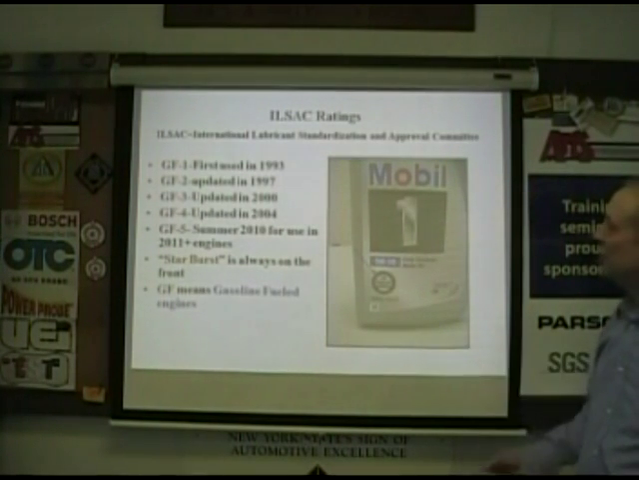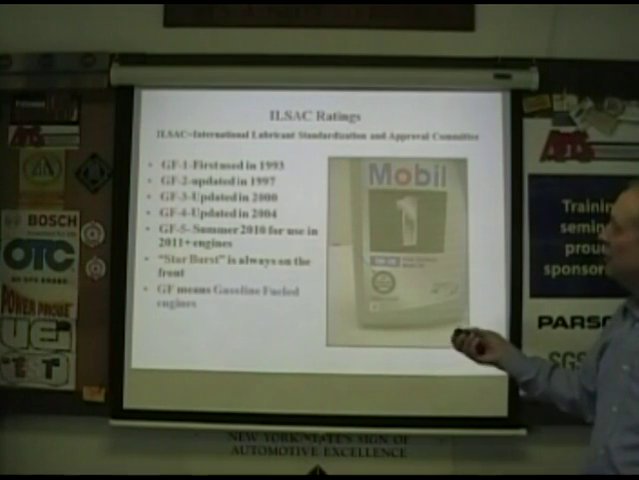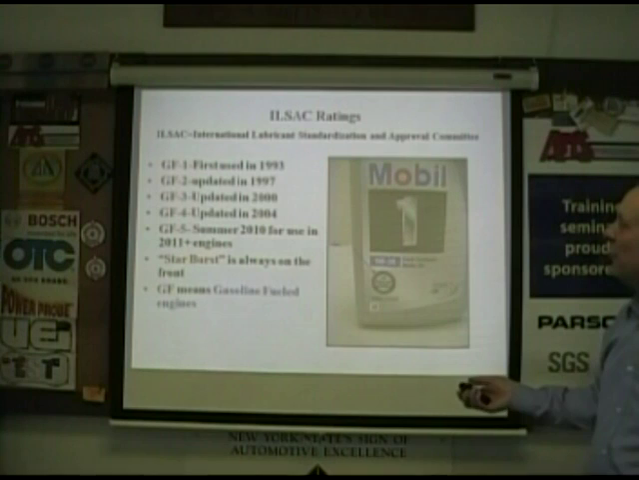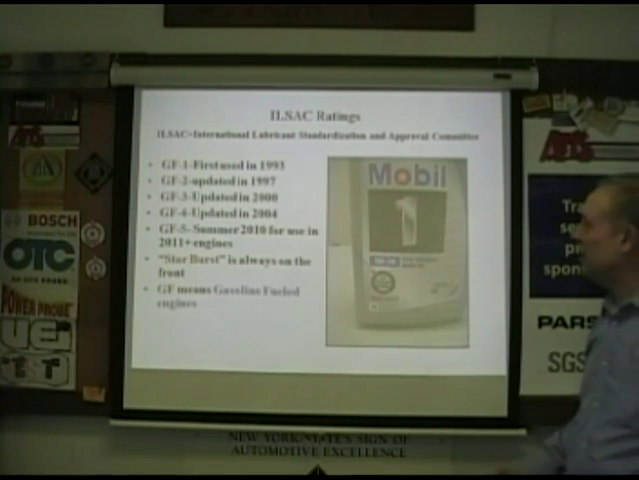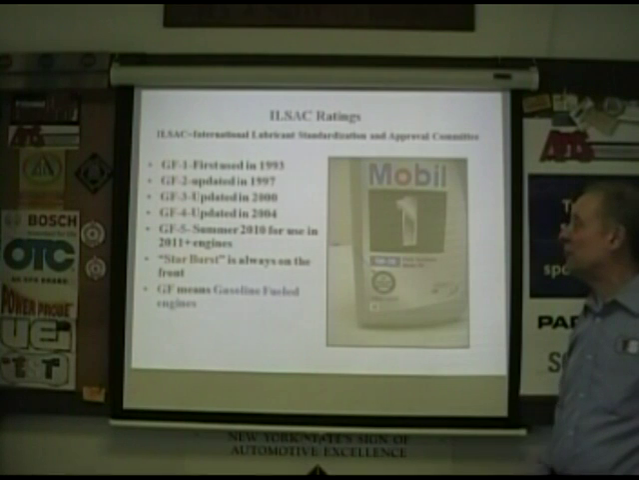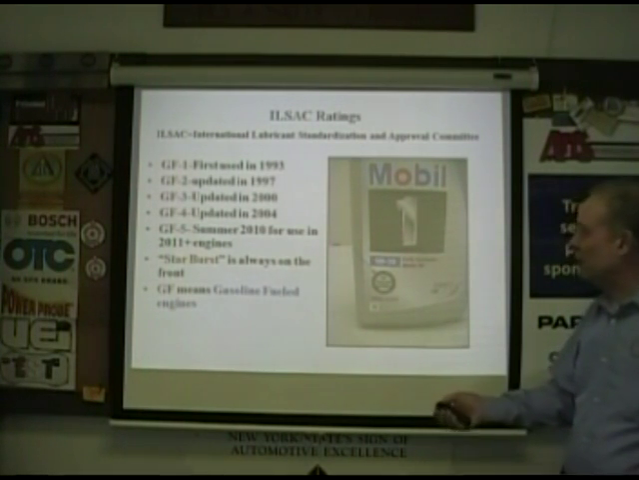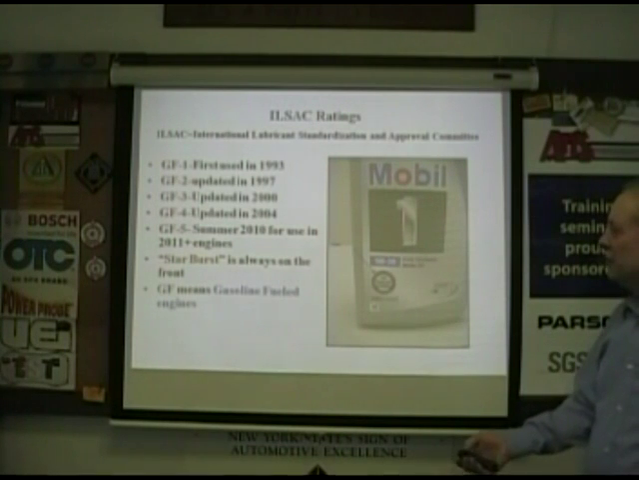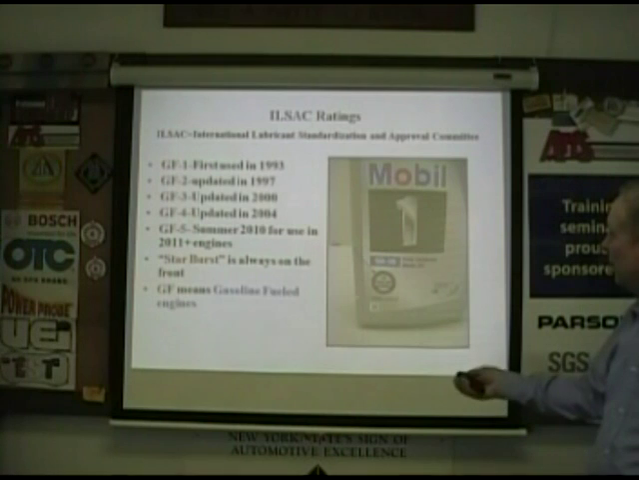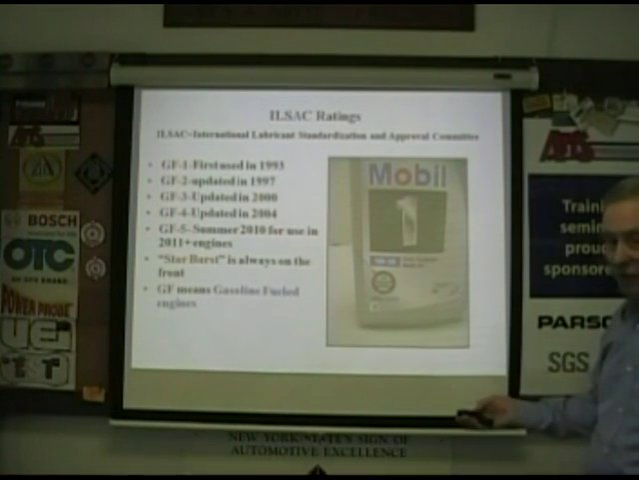Alright, this is a quick thing on the ILSAC ratings. You don't really have to know all of this, but you can see it on your chart. What's important is the new stuff. GF-5 started in the summer of 2010 for use in all the new stuff, 2011 and up. You always should see a starburst on the front, and GF means a gasoline-fueled engine. So you're looking for that starburst on the front. If it doesn't have it, you don't have an ILSAC rating.